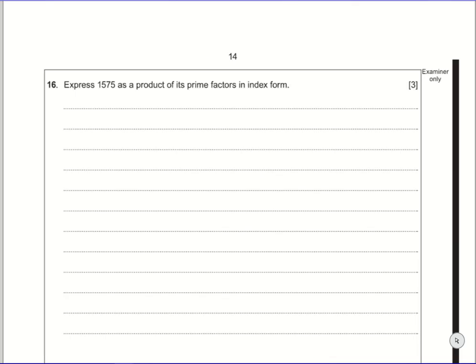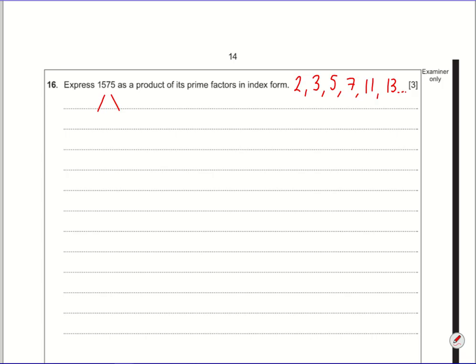Okay, then we're back to something a bit more ordinary and normal, and most people like this question. So this is prime factor form, where you've got to do your tree. Split it up using your prime numbers. Remember, prime numbers: 2, 3, 5, 7, 11, 13. They go on, but you're unlikely to need bigger than that in one of these questions.